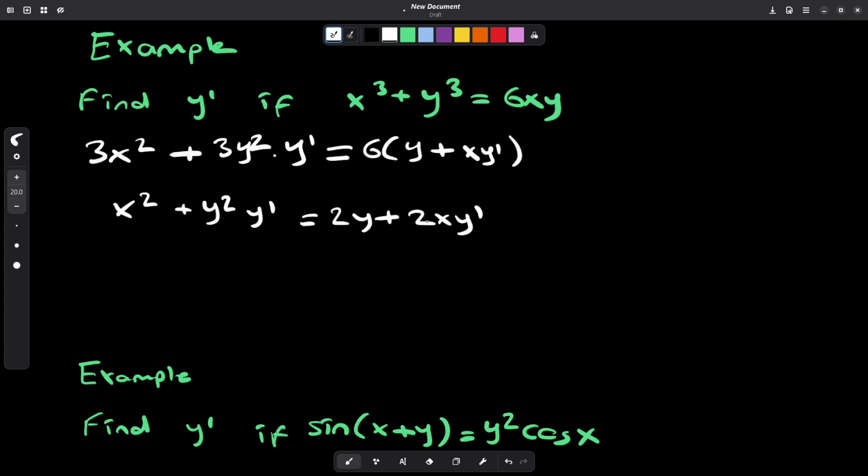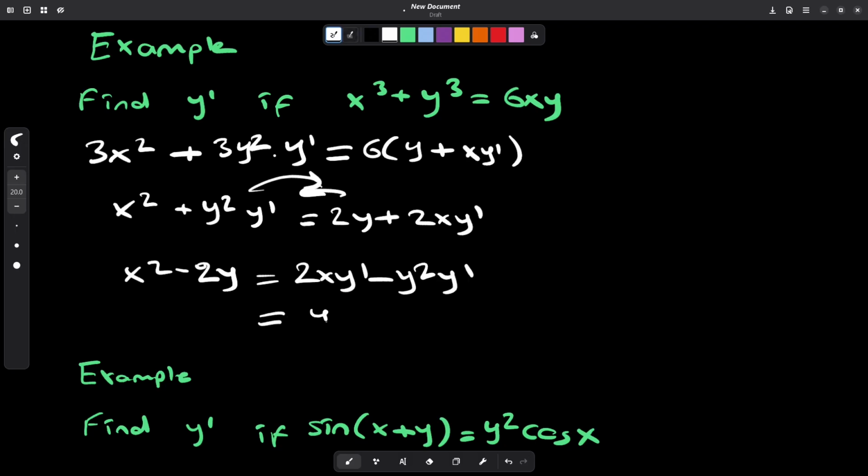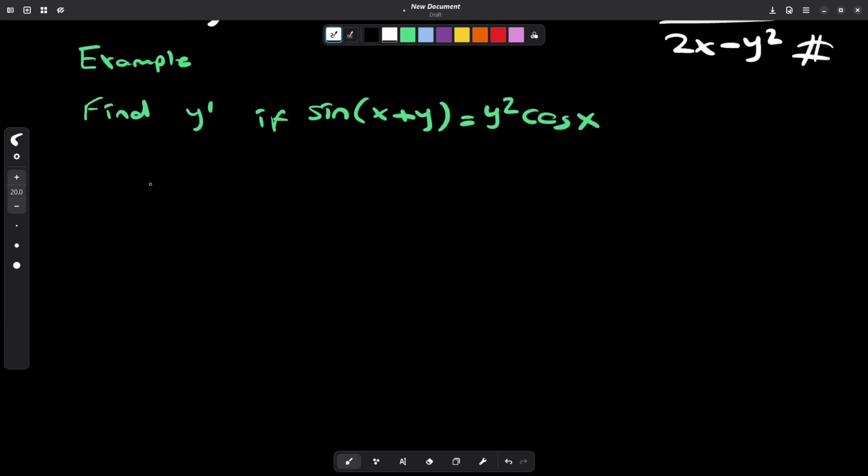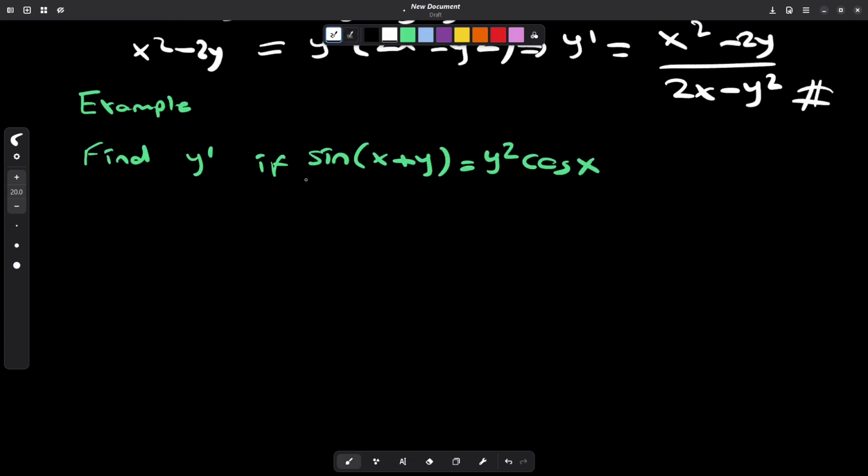Now we have to figure out what y derivative is. With algebra, I can send this term to the other side, same for this term. x squared minus 2y is equal to 2x y derivative minus y squared y derivative. Factorizing the y derivative will give me y derivative multiplied with 2x minus y squared, which is equal to x squared minus 2y. From here, leaving y derivative alone is really simple. y derivative is x squared minus 2y, dividing both sides with 2x minus y squared, is my answer.